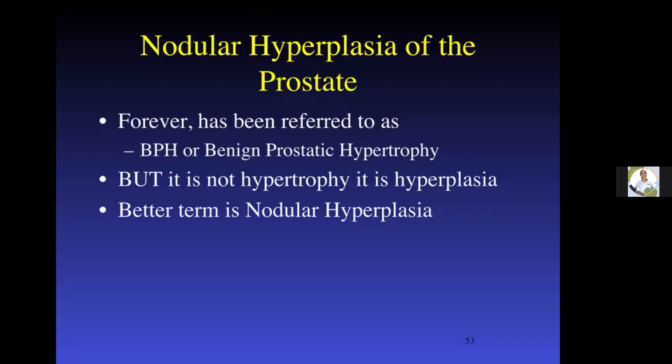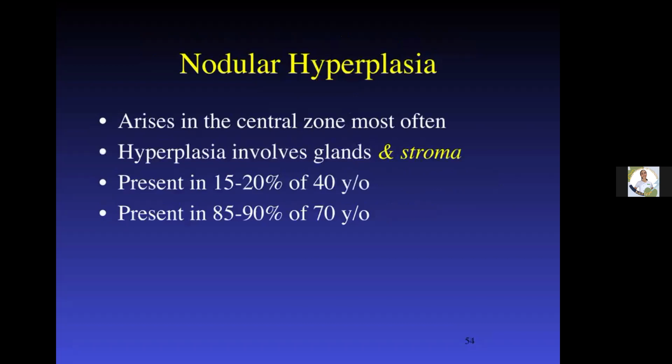So let's go to the nodular hyperplasia of the prostate, forever referred to as BPH, or benign prostatic hypertrophy. But it is not hypertrophy. It is hyperplasia. If you remember your cell injury, hypertrophy is defined as what? An increase in the size of the cell, while hyperplasia is an increase in the number of cells. In return, it will also increase in size. So the better term is nodular hyperplasia, not benign prostatic hypertrophy.